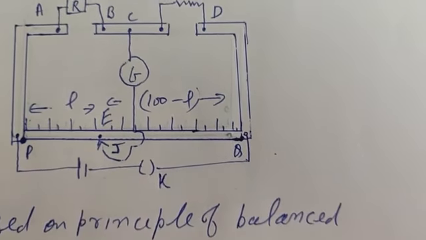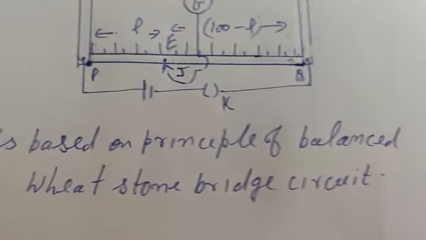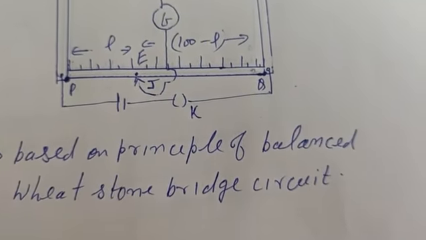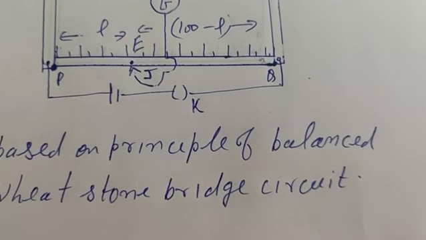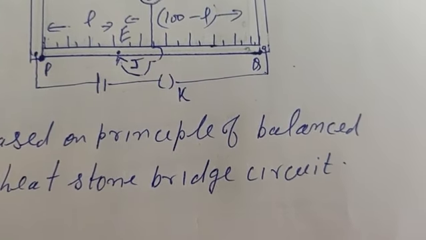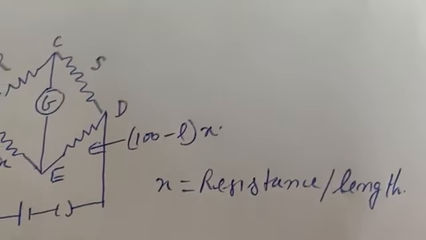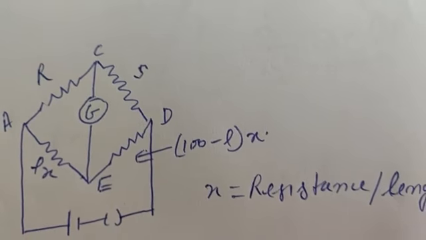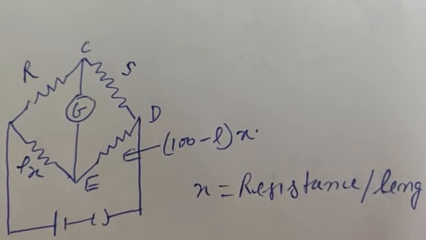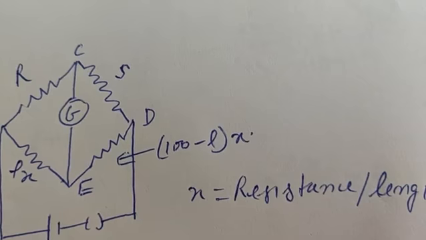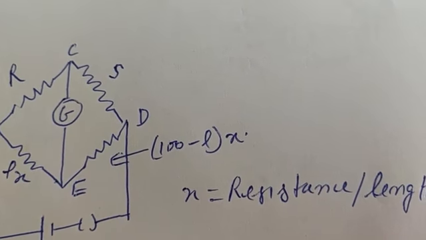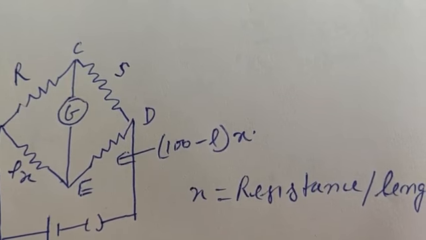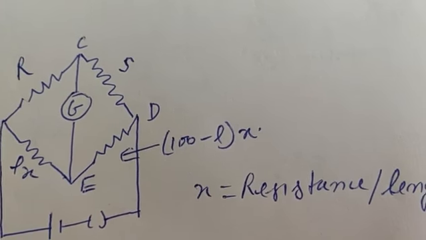Now, before that, what is the principle? It is based on the principle of the balanced Wheatstone bridge circuit. In the previous topic, we have studied the balanced Wheatstone bridge circuit. If there are 4 resistances connected across 4 sides of a rectangle, a supply is connected across one diagonal, and across the second diagonal, a galvanometer is connected. If no current flows through the galvanometer, then that will be a balanced Wheatstone bridge circuit.